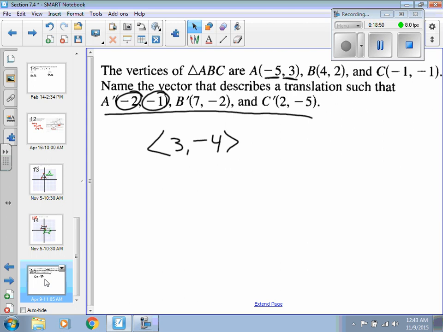Okay, at this point in time, the sub will go ahead and pass out the homework for tonight, which is the section 7.4 worksheet, and you have the rest of the period to work on that.